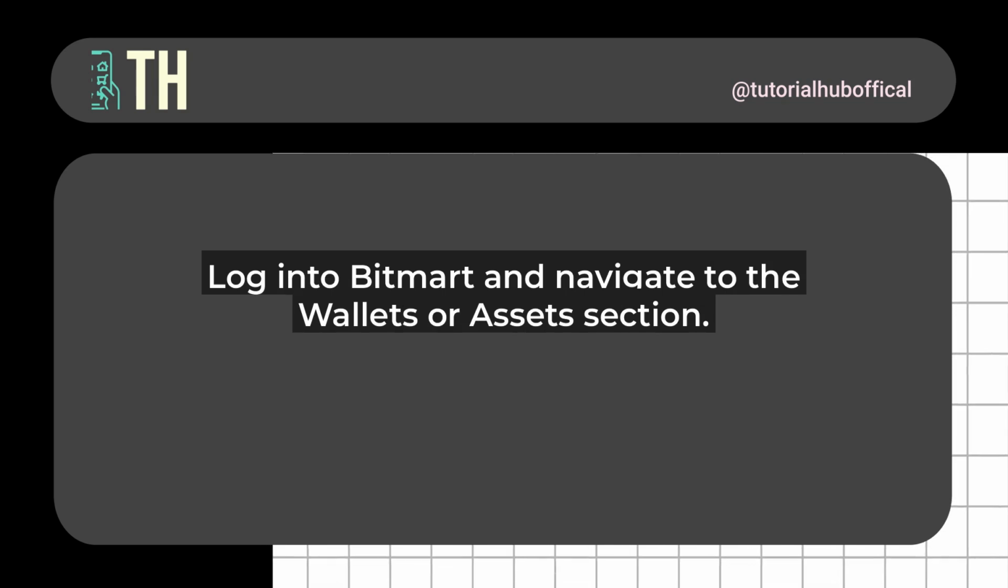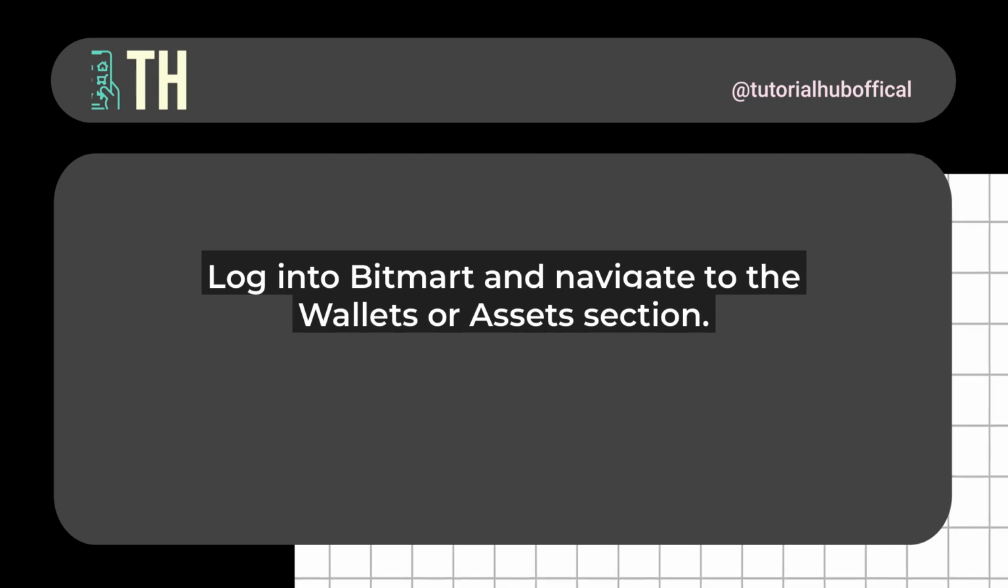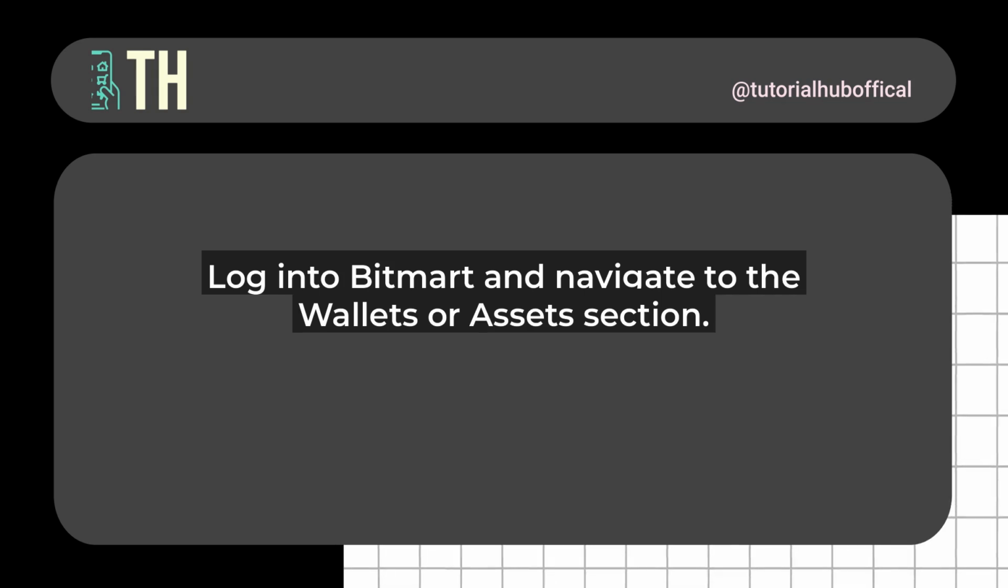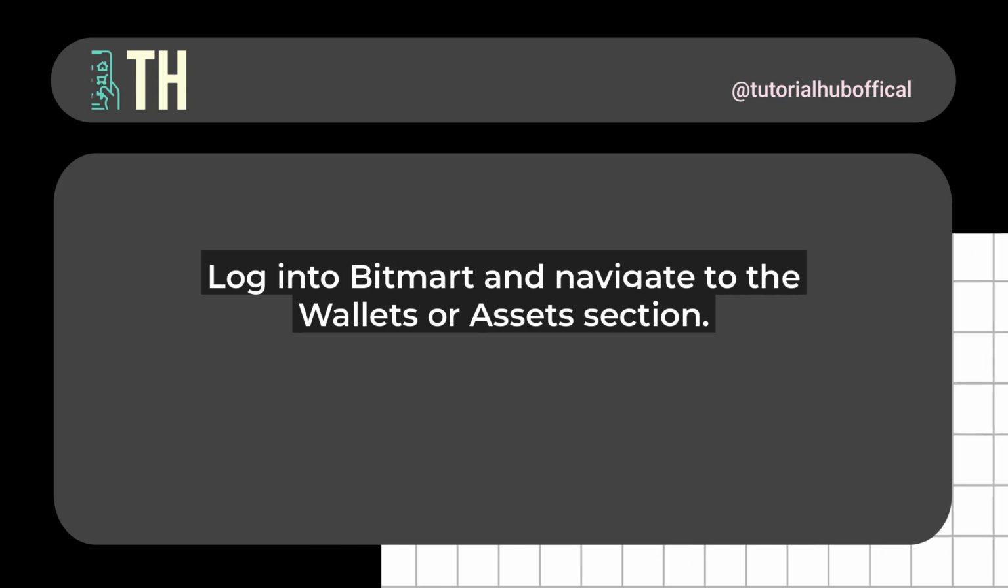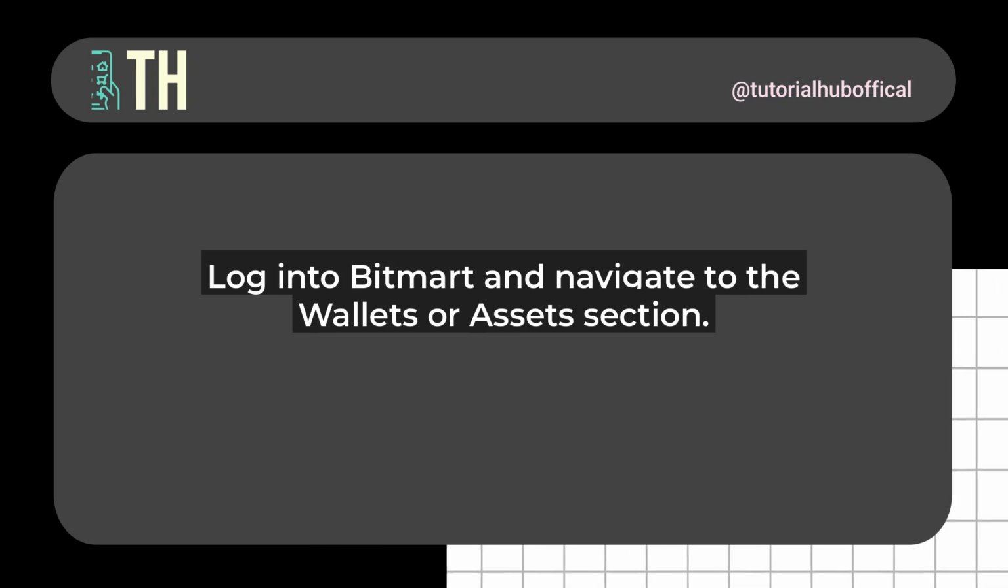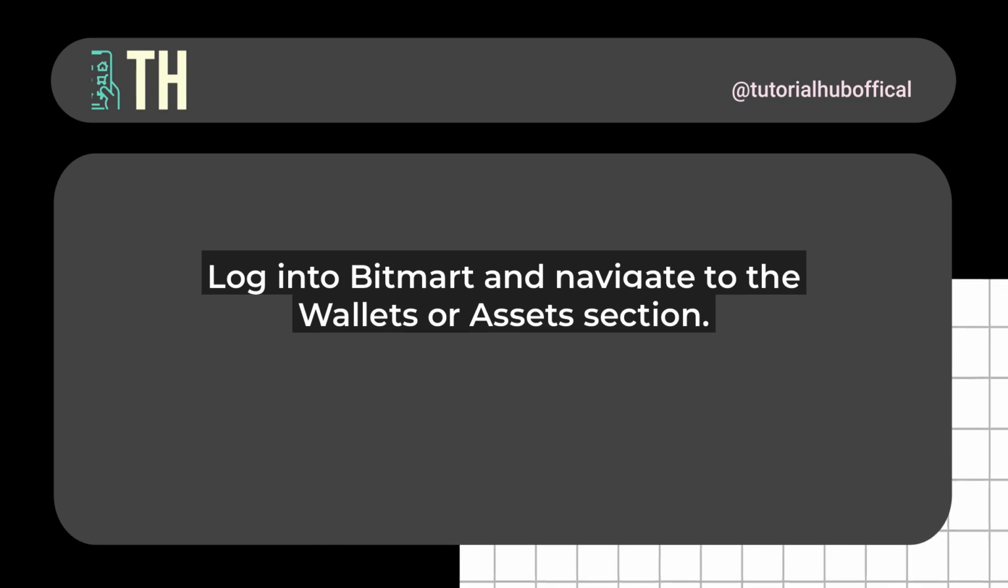Step 1. Log into your Bitmart account. Head over to the dashboard and find the Wallets or Assets section. Locate your USDC balance and click on it to access withdrawal options. Step 2. Select Withdraw for USDC.